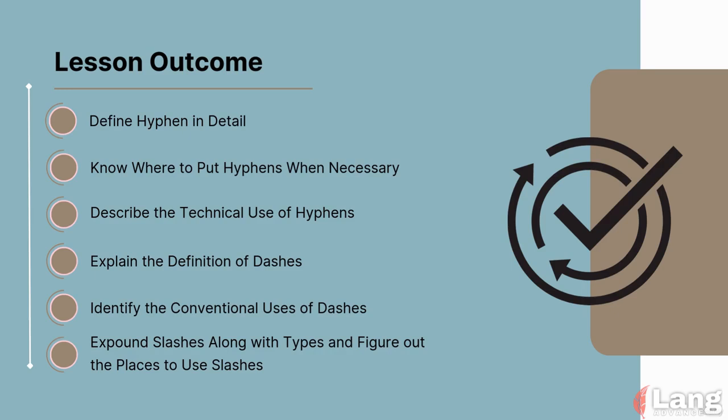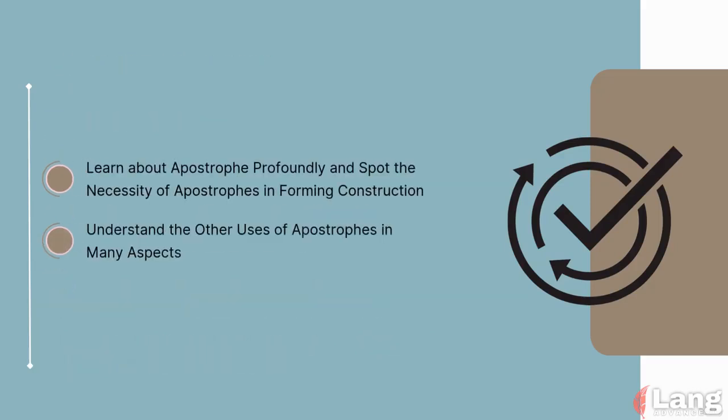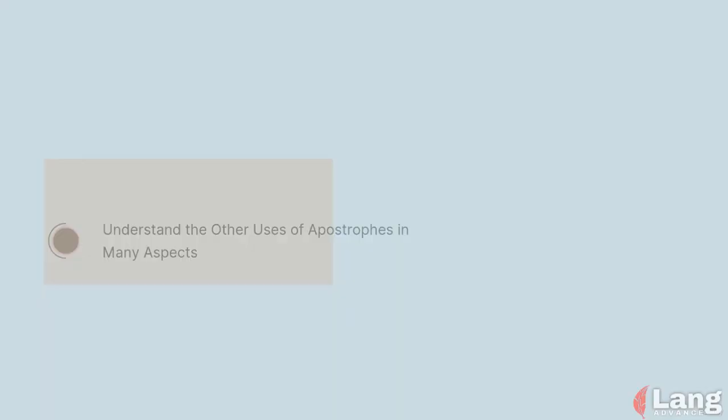Explain the definition of dashes. Identify the conventional uses of dashes. Expound slashes along with types and figure out the places to use slashes. Learn about apostrophes profoundly and spot the necessity of apostrophes in forming constructions. Understand the other uses of apostrophes in many aspects.